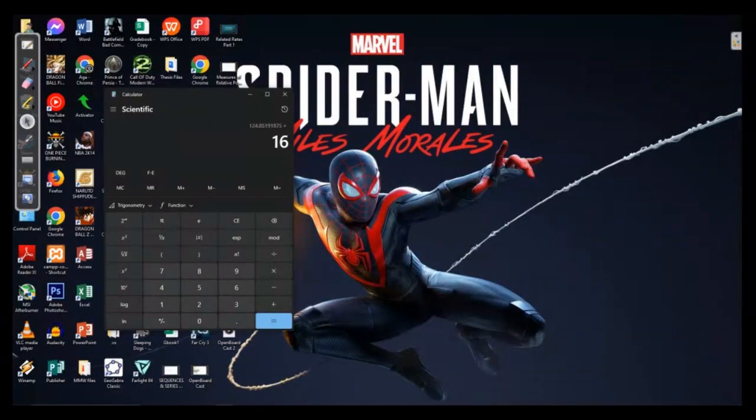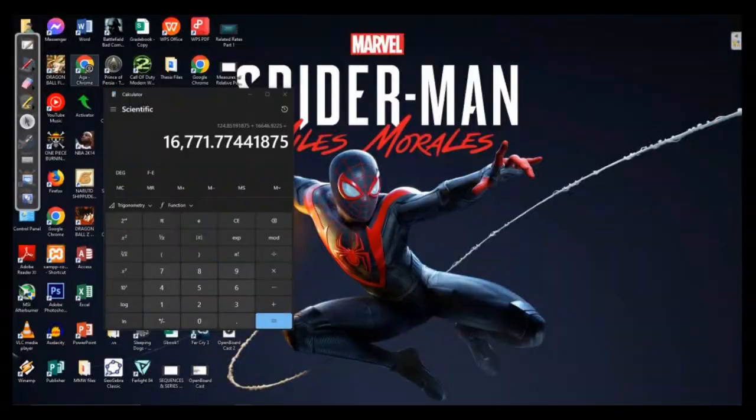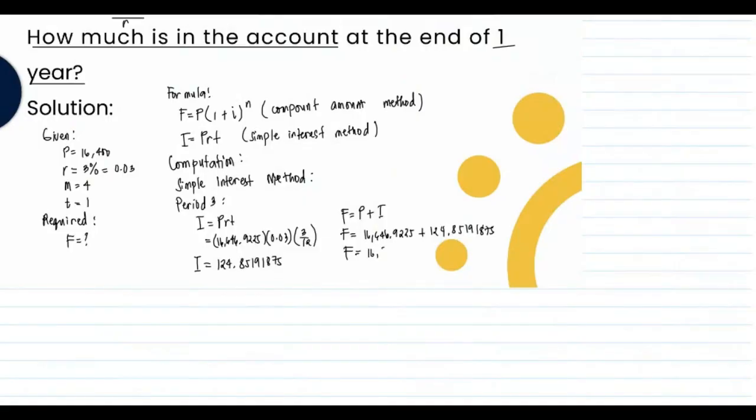So, 16,646.9225, which would give you 16,771.77441875. So, that's going to be our new principal amount again. And after this, after we do period 4, then we would now find out what would be the compounded amount.